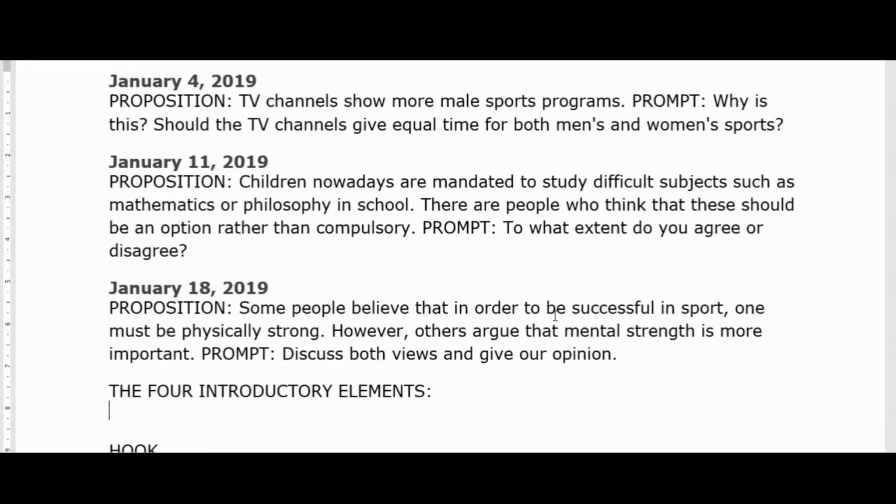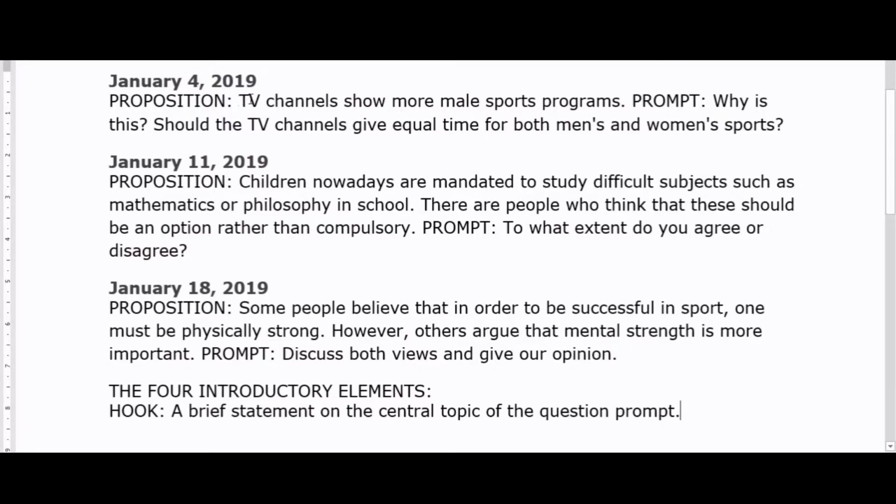The first element is what we call the hook statement. The hook statement is defined as a brief statement on the central topic of the question prompt. So for example, for January 4, TV channels show more male sports programs. The central topic there is really all about sports. Or you can also talk about the clear preference of viewers towards male sports programs. You just make a brief statement on that central topic.